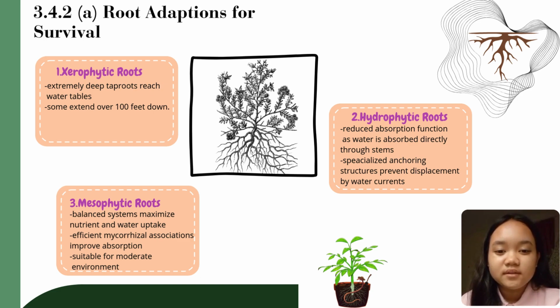Lastly, mesophytic roots. These are found in plants that grow in moderate environments where water is neither too much nor too little. The root system is balanced and helps maximize water and nutrient uptake. In addition, mycorrhizal associations help improve absorption, making these roots efficient for normal growing conditions. That's all from me. Thank you.